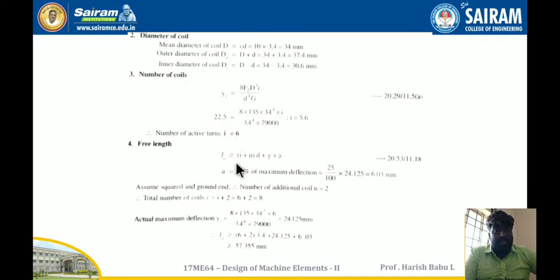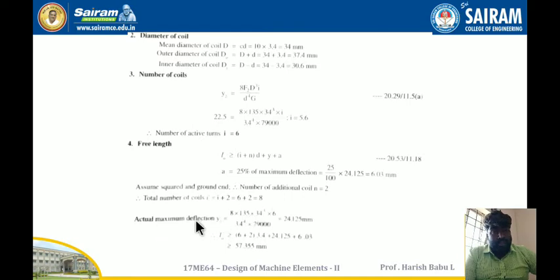The free length L0. So I go for equation 20.53: L0 is greater than or equal to (i plus n) multiplied by d plus y plus a. So a is 25% of the maximum deflection. So maximum deflection is 24.125, so I get a as 6.03 mm. So assuming the square and ground end, number of additional coils will be equal to 2. So total number of coils will be i plus 2, that is 6 plus 2 is equal to 8.